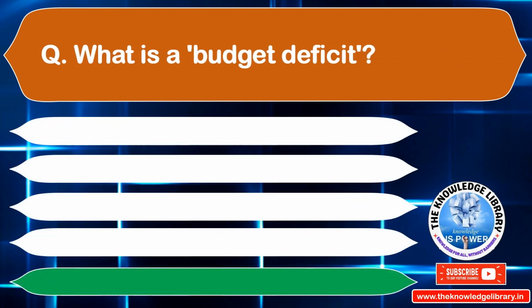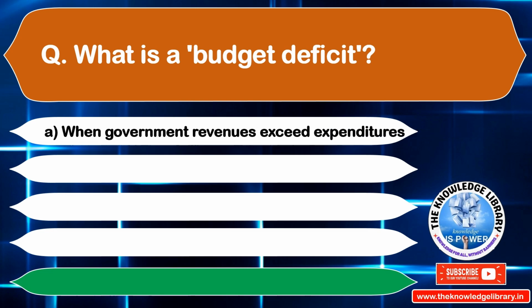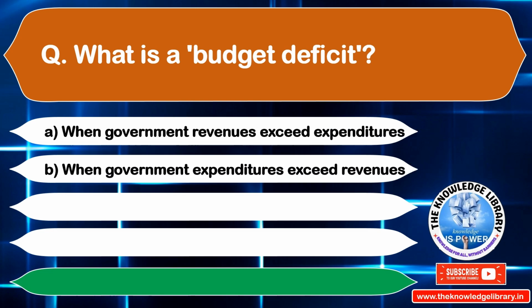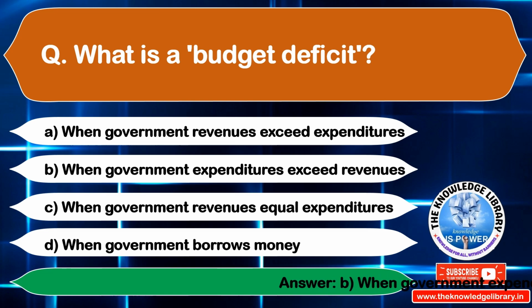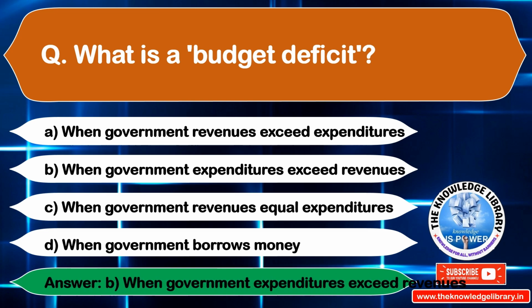What is a budget deficit? Option A, when government revenues exceed expenditures. Option B, when government expenditures exceed revenues. Option C, when government revenues equal expenditures. Option D, when government borrows money. The correct answer is option B, when government expenditures exceed revenues. Move to the next question.